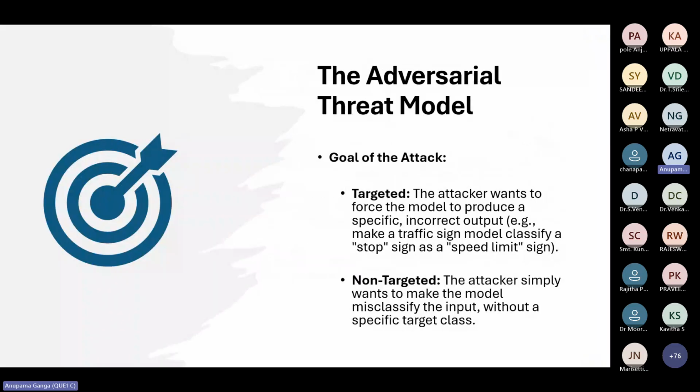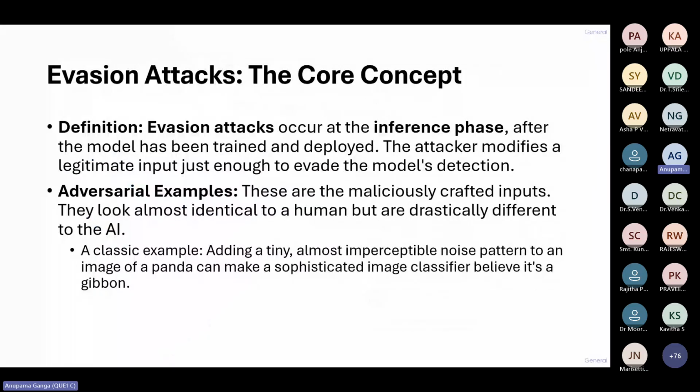The example being given here is an image of a panda, but a slight noise pattern is added to the image. To the human eye, we can still see it as a panda. But an image classifier algorithm will think that it is a gibbon, because of that noise that has been added.